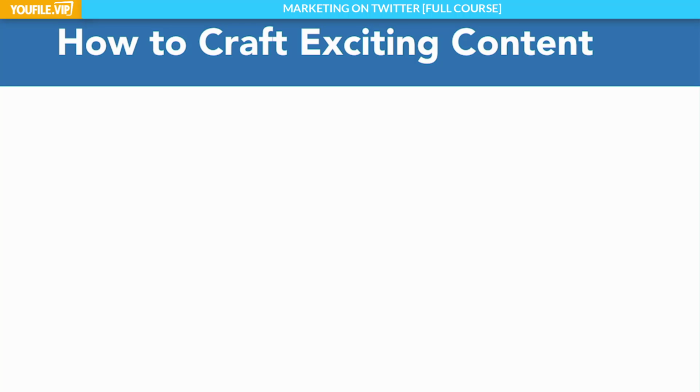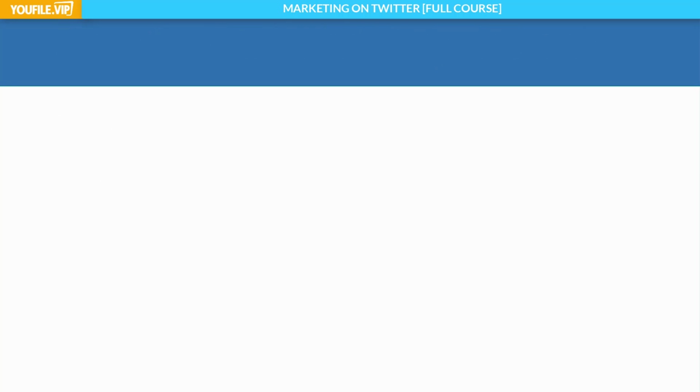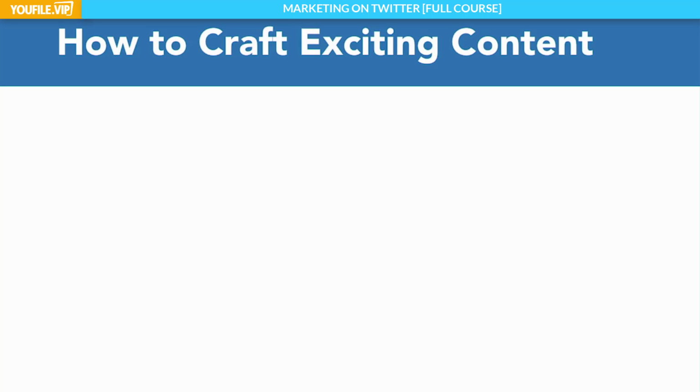Whatever it is, on Twitter, the tweets that receive the most interactions are relatable, excellent, and unique. So this means that you need to find ways to be relatable, to be excellent, and to be unique. Your goal, essentially, is to be useful to your audience. What do they respond well to? What do they need? And why are you going to provide it? Your tweets need to be excellent for that audience, and every audience is different.